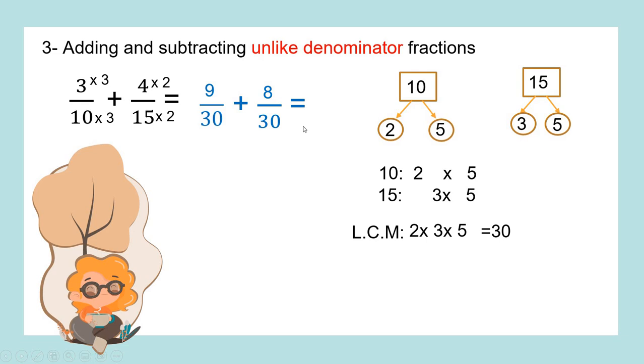Now, can I add as we learned before? Yes, of course. I will leave the denominator as it is, which is 30. 9 plus 8 equals 17. 17 is smaller than 30, yes. Do I have any common factor between 17 and 30? No, of course not, because 17 is a prime number, so I can leave this fraction as it is.